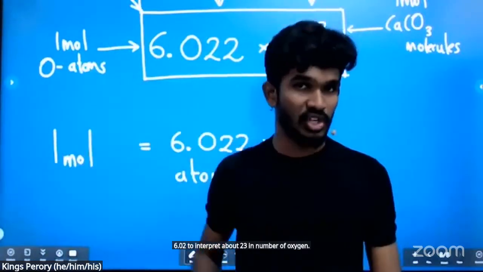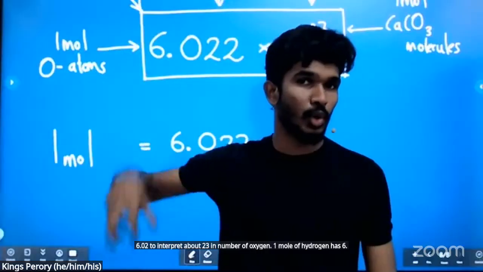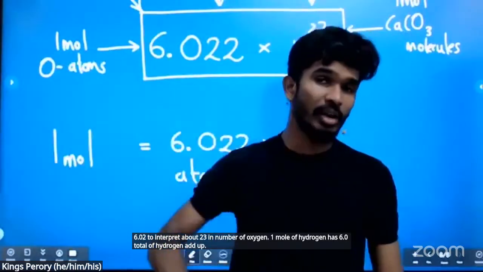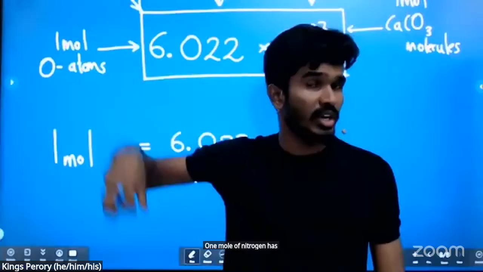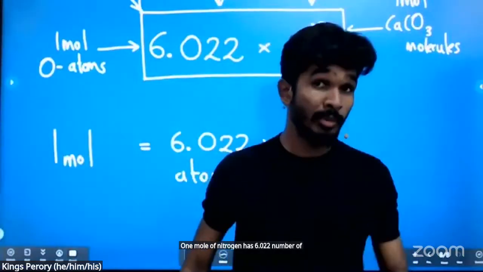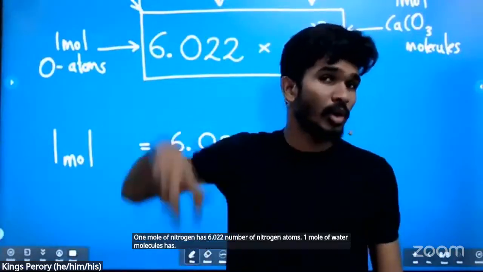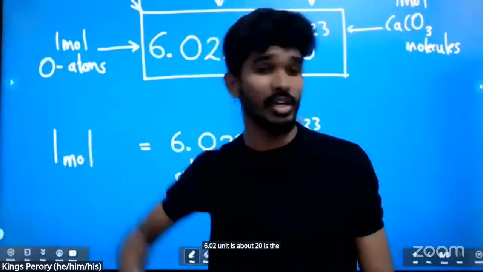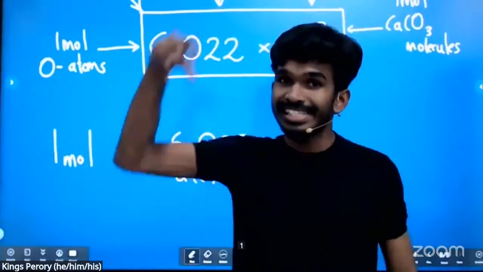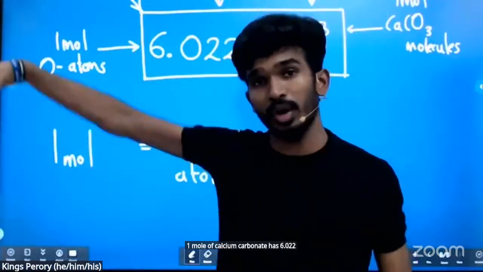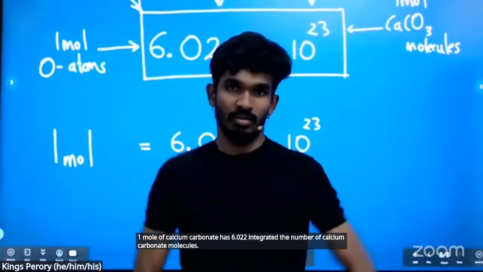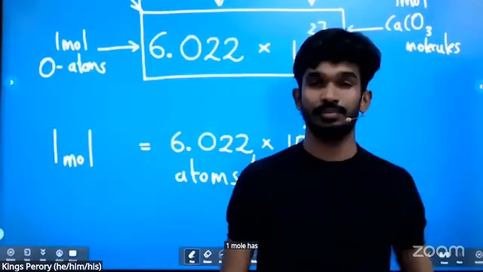1 mole of hydrogen has 6.022 into 10 to the power 23 number of hydrogen atoms. 1 mole of nitrogen has 6.022 into 10 to the power 23 number of nitrogen atoms. 1 mole of water molecules has 6.022 into 10 to the power 23 number of water molecules. 1 mole of calcium carbonate has 6.022 into 10 to the power 23 number of calcium carbonate molecules. 1 mole has this much of substances.